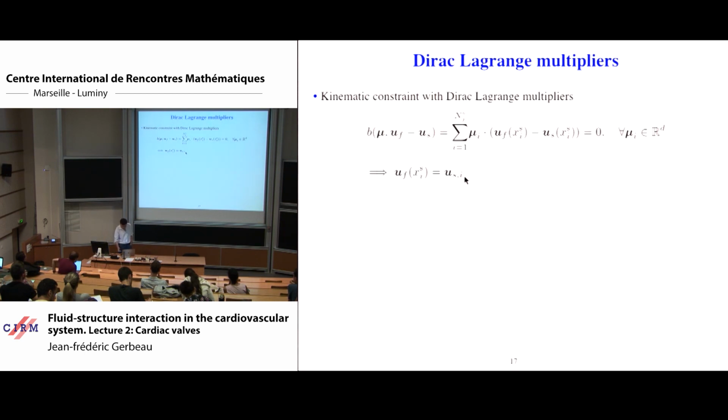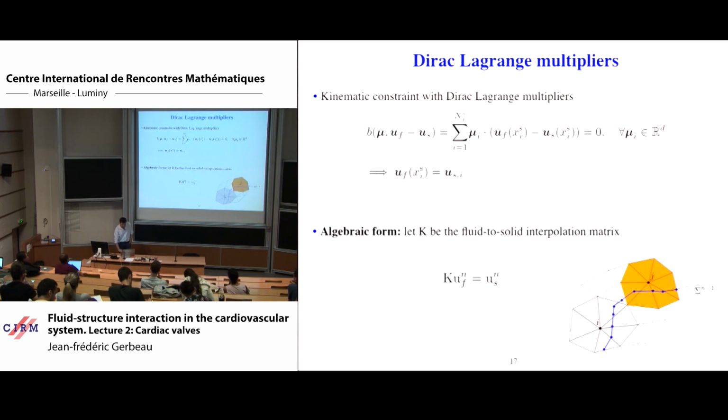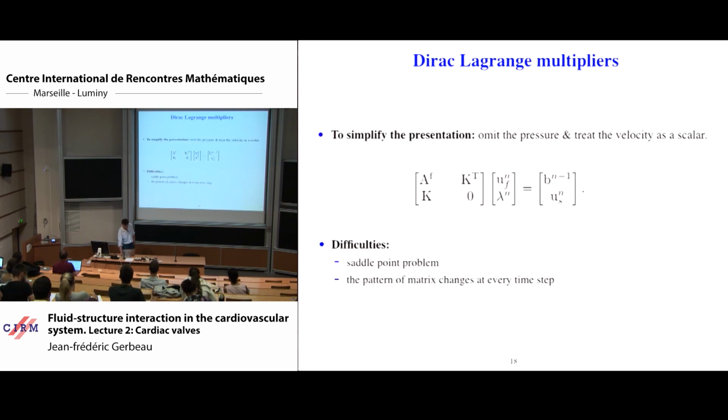Collocation in a variational formulation. So in practice, this is very straightforward. All you need is to be able to compute the local coordinates of the structure point in your fluid element, which is usually not trivial, but something that can be done, okay? So you just have to compute this interpolation matrix K, and that's it.